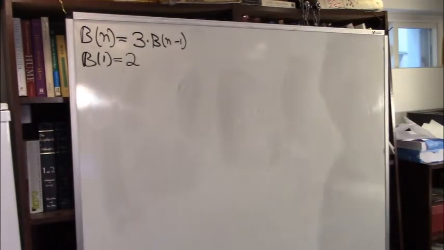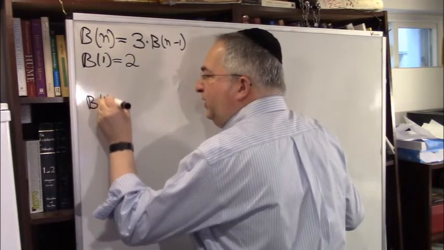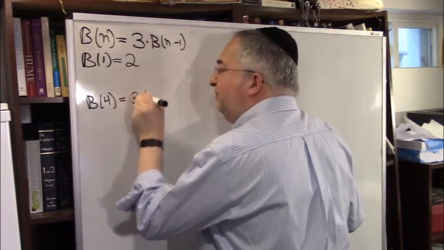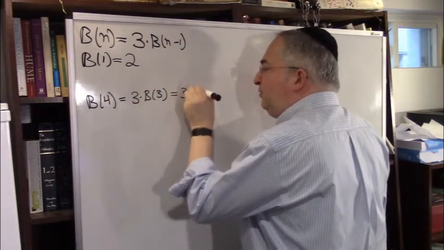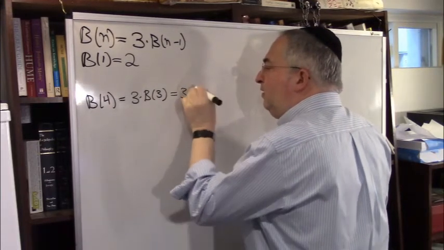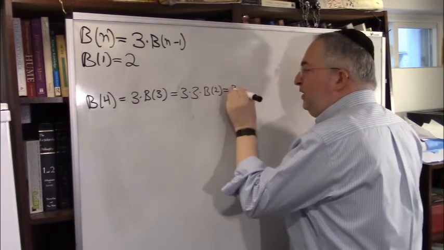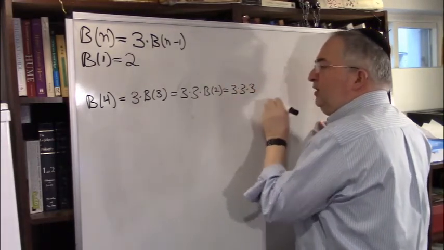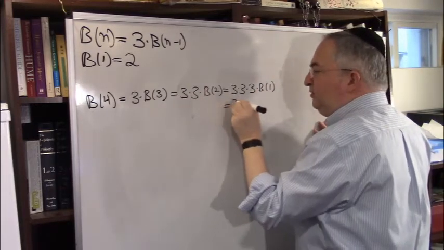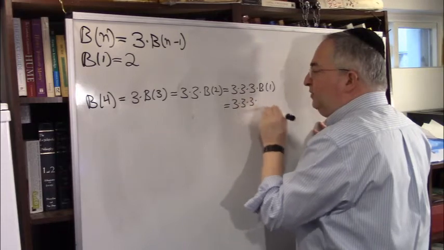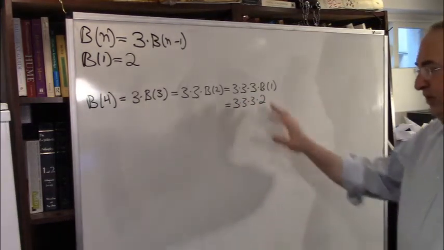Let's work this out. So let's do a warm-up exercise. B of 4 is equal to 3 times B of 3, which is equal to 3 times 3 times B of 2, which is equal to 3 times 3 times 3 times B of 1. And B of 1 is 2. And so this is equal to 3 times 3 times 3 times 2.